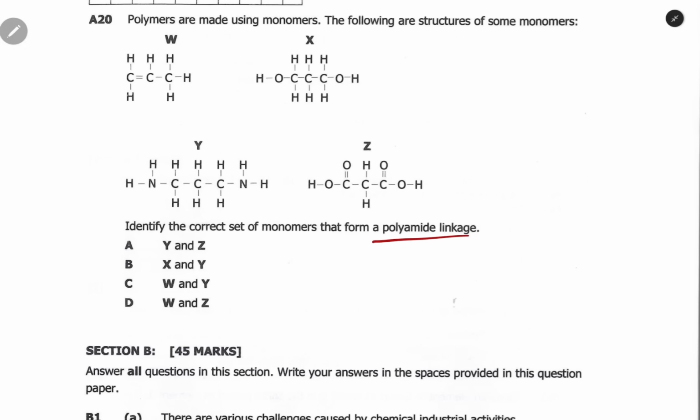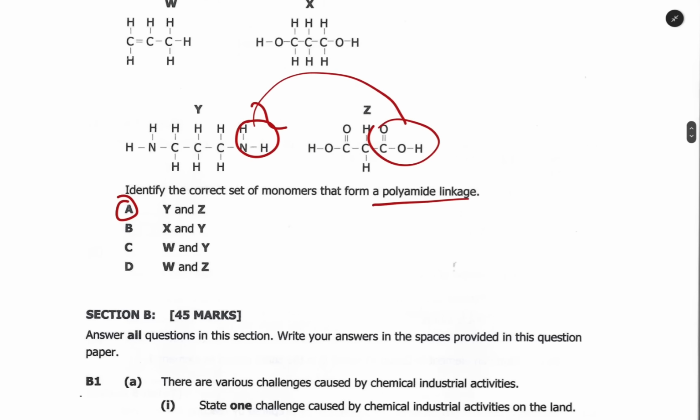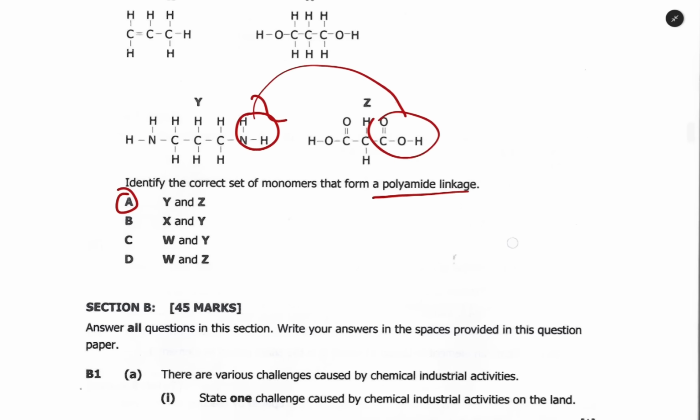So polyamide linkage is formed when the amino group reacts with the carboxylic group. So we are looking for the one that has an amino group. Okay, so in this case, the answer that we go for is A, Y and Z. This is an amino group, and this is the carboxylic group. So when these react, water is removed, and of course in the process it forms amide linkage. And make sure that you know the macromolecules where you find amide linkage.